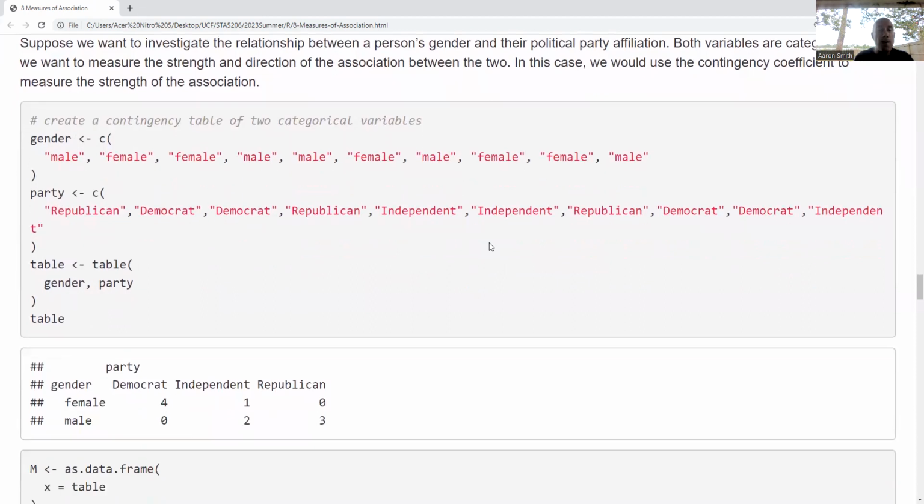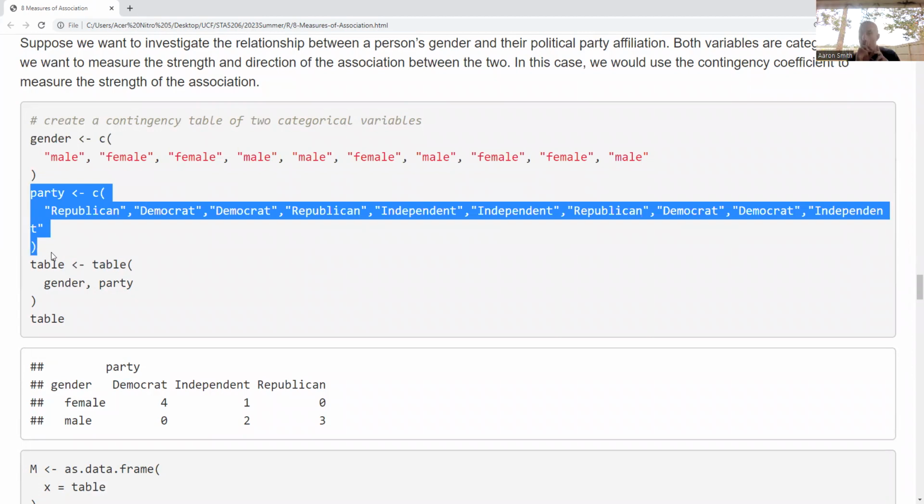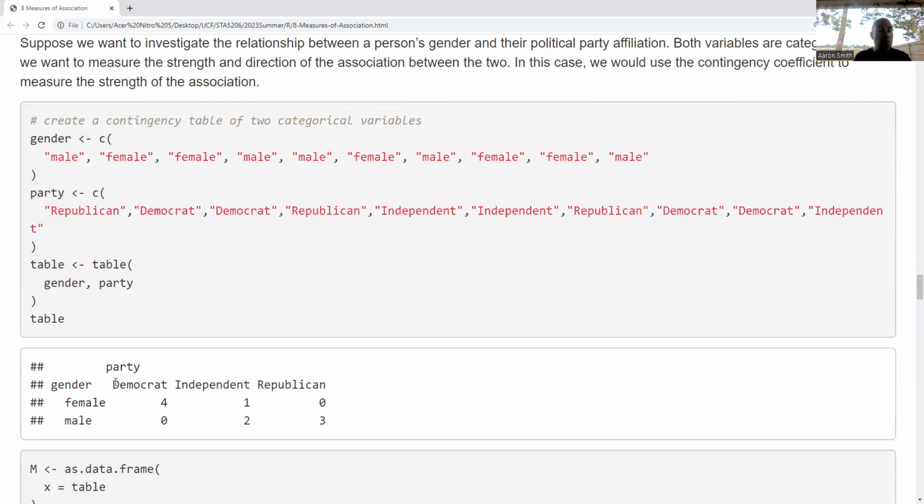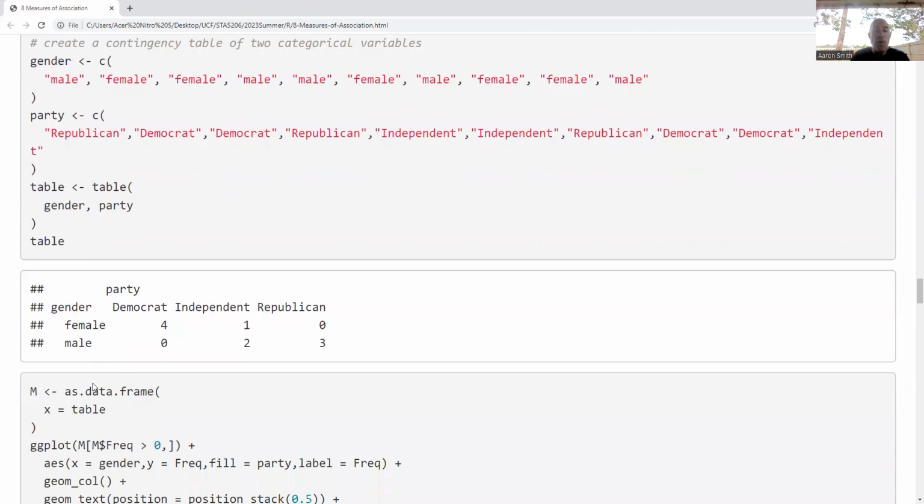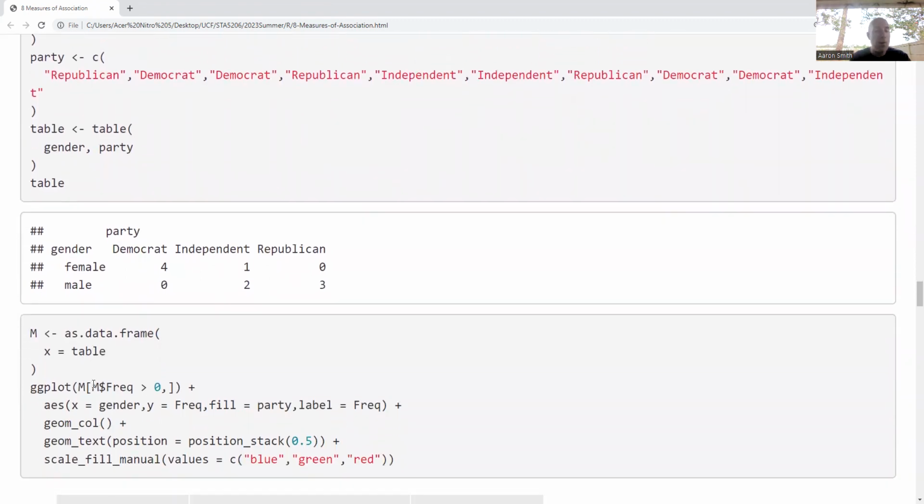So here I'm going to take some fake data. Here's the gender. Here's the party. And now, a little bit different than what I did before, I'm going to create a contingency table for this. Now, I intentionally chose gender and party because they have a different number of levels. So gender, male, female, party, Democrat, Republican, and independent is in there. And so now I have a 2x3 contingency table. Now this is fake data, so the numbers don't really mean anything.